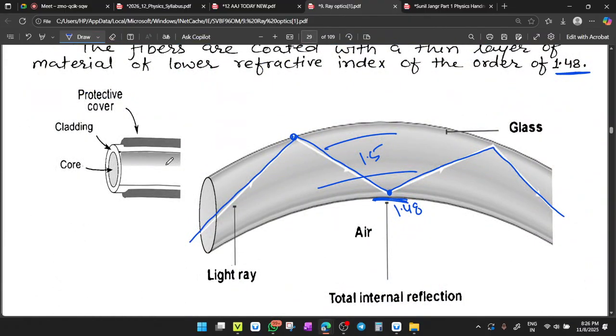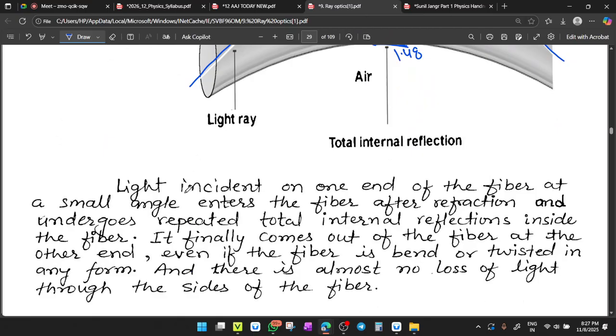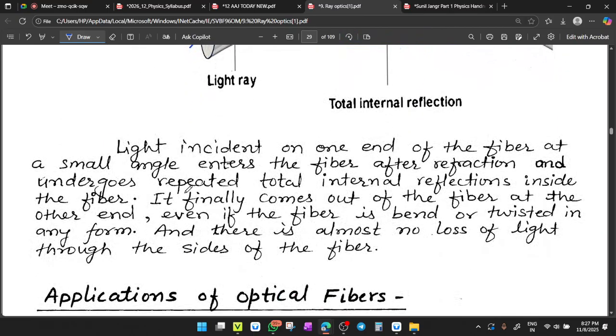This is the core. The central part is called the core. This is the cladding, the outer coating of the quartz material, and this is the plastic cover. Maybe somewhere you have seen the optical fiber when construction work is going on, during roadside construction of optical fiber installation.